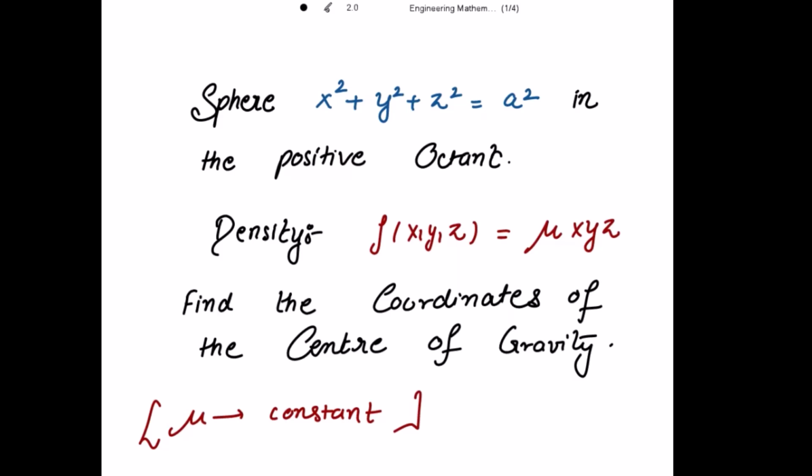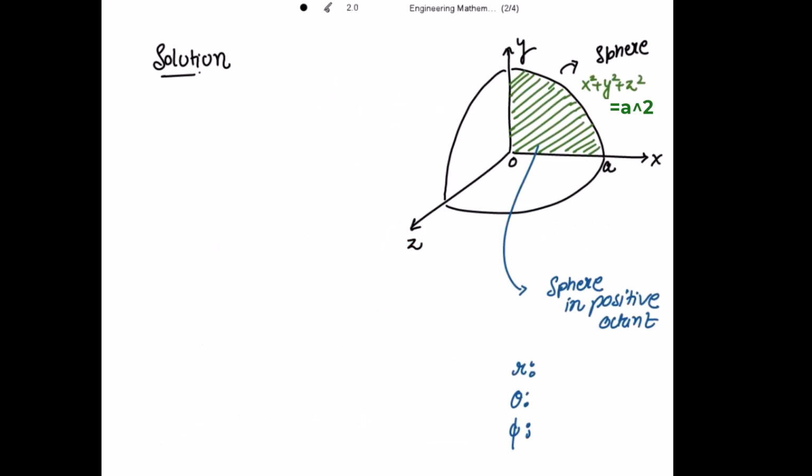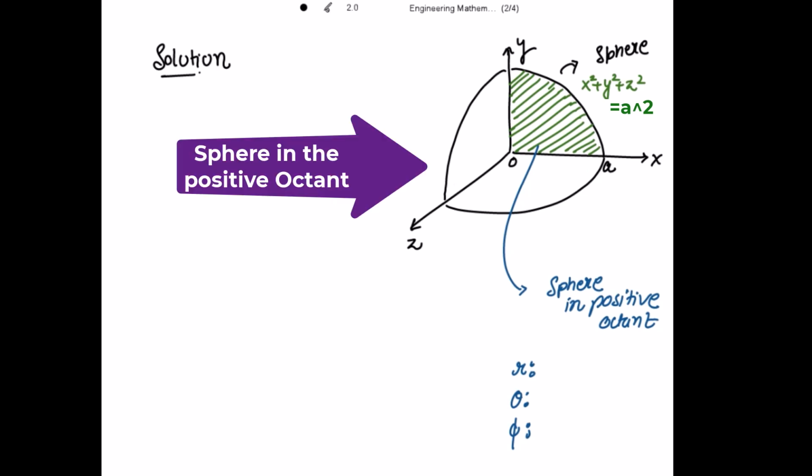For the sphere x²+y²+z² equal to a square in the positive octant with density rho xyz equal to mu into xyz, we need to find the coordinates of the center of gravity, where this mu is constant, right? So the sphere is in the positive octant. This green colored portion is the sphere in the positive octant.